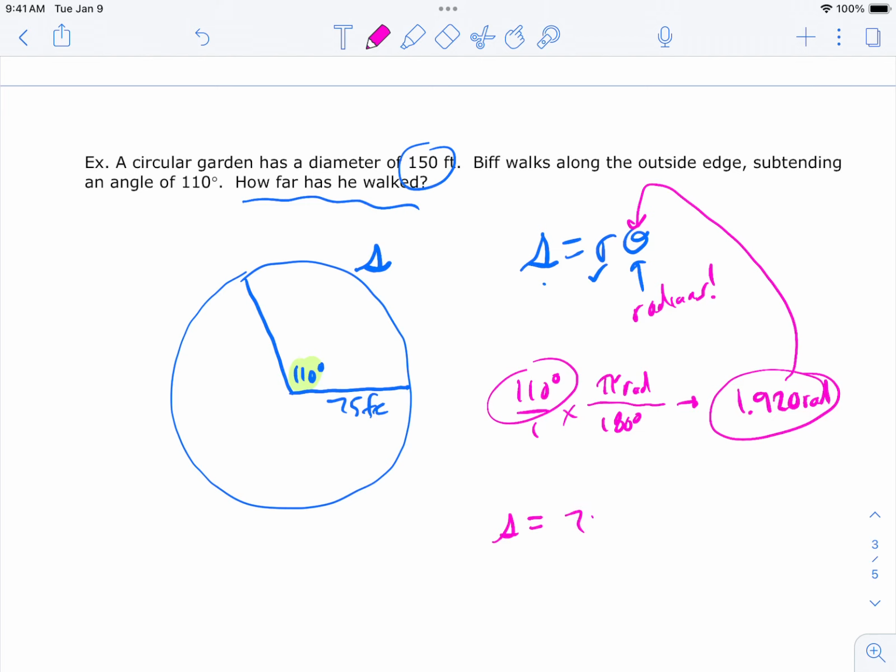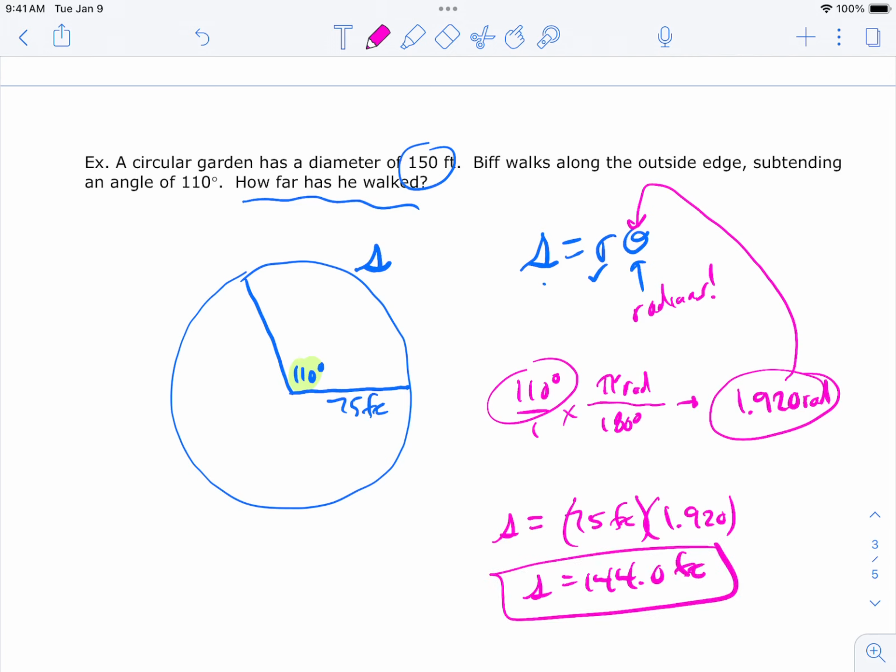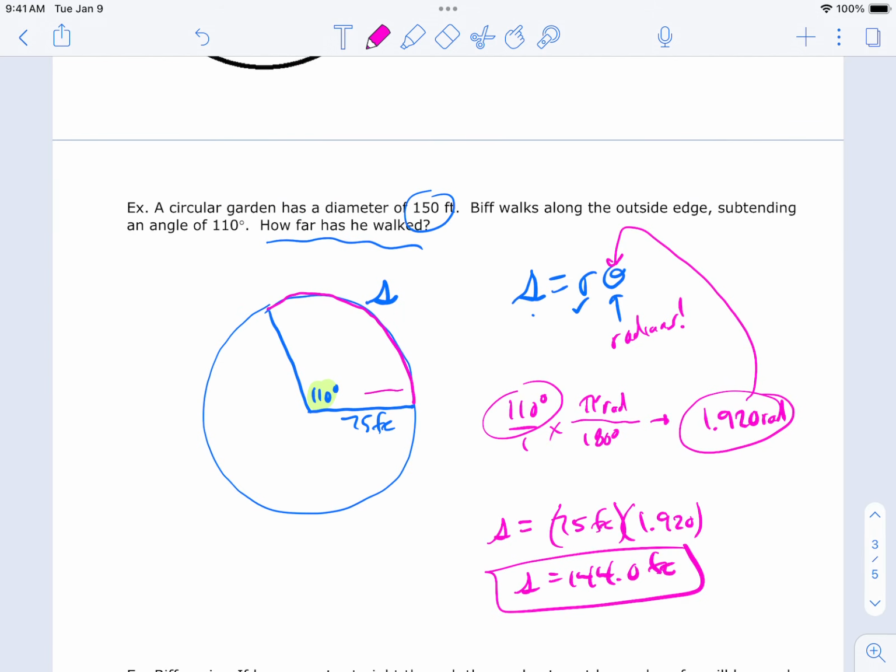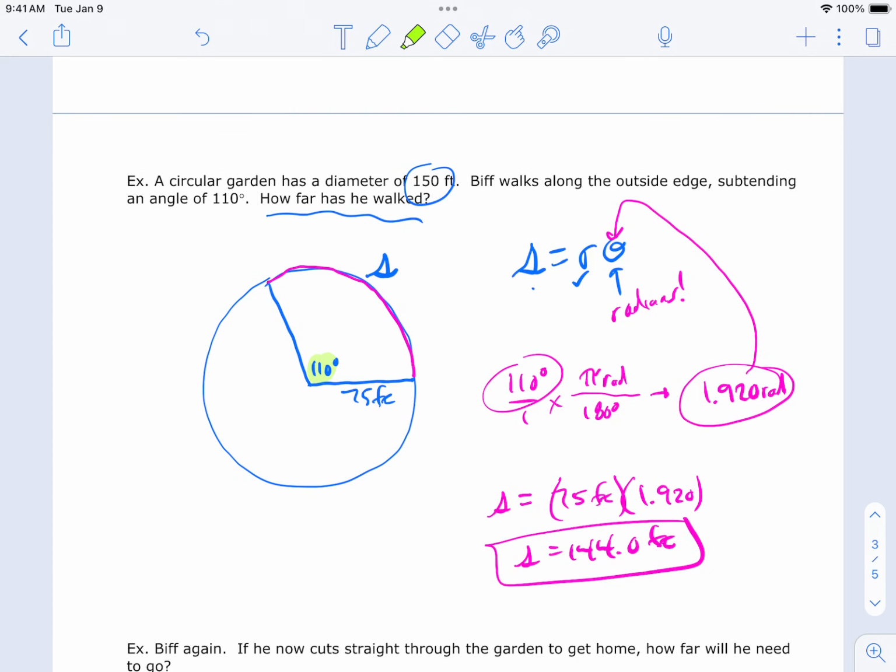So S is equal to R is 75 feet, times 1.920 radians, and now we could just multiply that by the 75. Boom! So that means he has walked a distance of just about 144.0 feet. Spot check it. Does that look about right to you? Yeah, sure, why not? If this is 75, then that's got to be a lot more than 75. So, yeah, I guess 144. So you could use that formula in that way. S equals R theta. S is arc length. You take the radius, and then you take the angle that you've kind of walked through. You've subtended, is what they say.